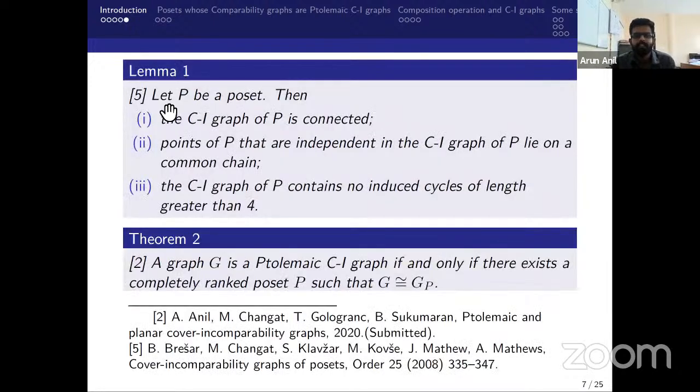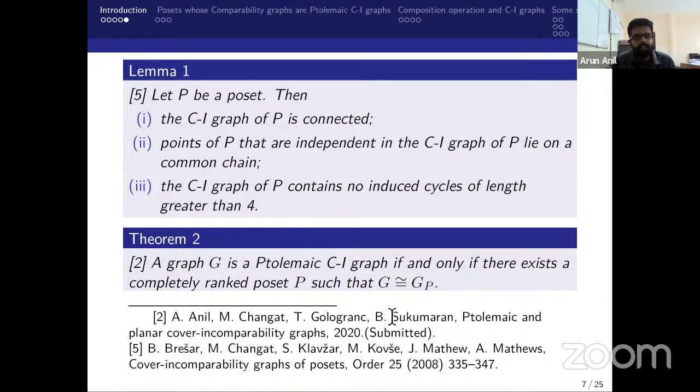These are some basic results. Let P be a poset. Then the CI graph of the poset P is connected. The points of P that are independent in the CI graph of P lie on a common chain, and the CI graph of P contains no induced cycles of length greater than 4. And this is a result which we proved in this paper: a graph G is a Ptolemaic CI graph if and only if there exists a completely ranked poset P such that G is isomorphic to the CI graph of P. That is, the Ptolemaic CI graph is a CI graph of a completely ranked poset.